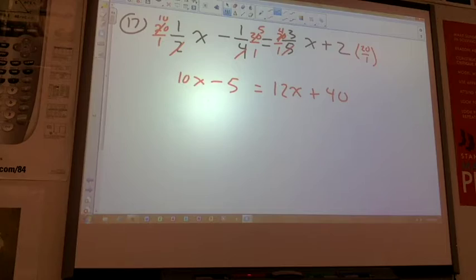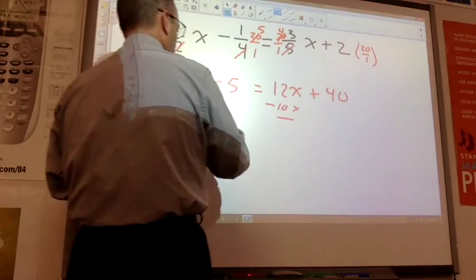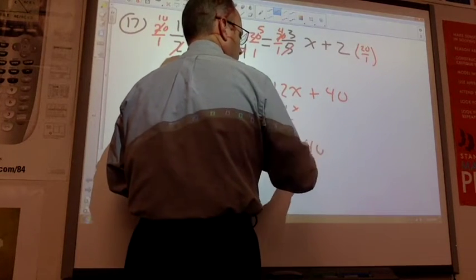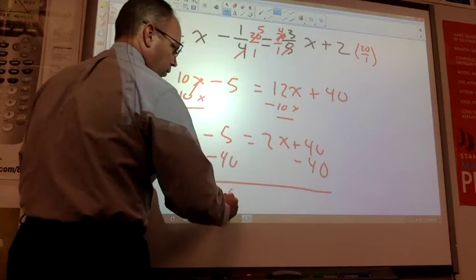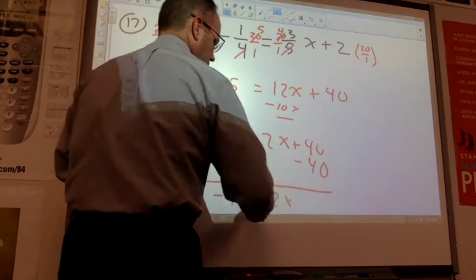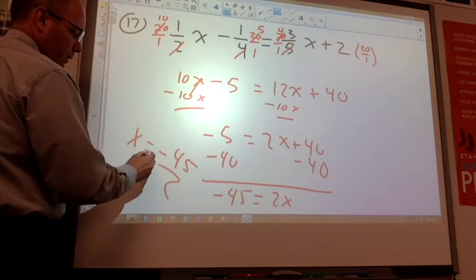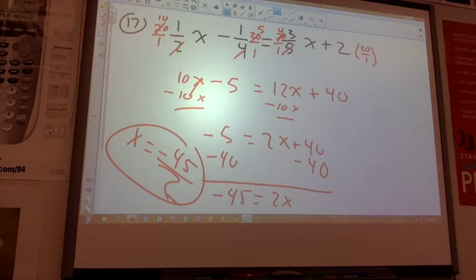And then, going through quickly, subtract 10x. Cancel. 5 equals 2x plus 40. Subtract 40. That's -45 is equal to 2x, so x is equal to -45 over 2. All right? Any other ones from algebra?